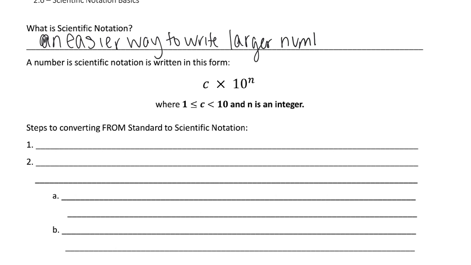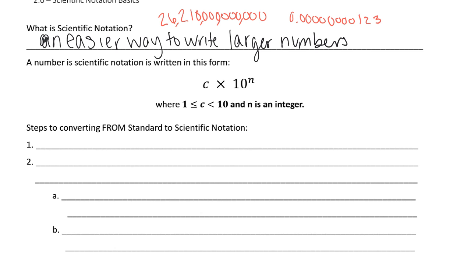So numbers like 2,621,000,000,000,000. It's hard for us to visualize those numbers with all those zeros, or numbers like 0.0000000000123. It's really hard for us to conceptualize and understand how big or how small those numbers actually are. So scientific notation helps us with that.